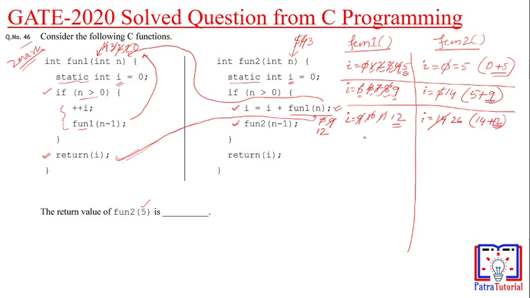Okay, now the third iteration completed. Now this line is completed, right? Now again it will come to this line. So again it will call function 2 by passing n minus 1 as a parameter.